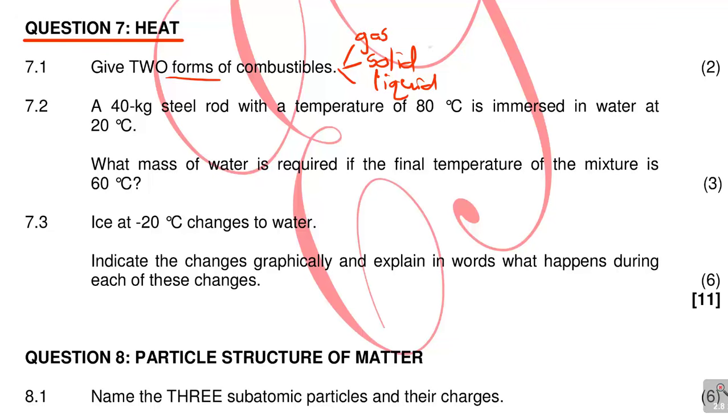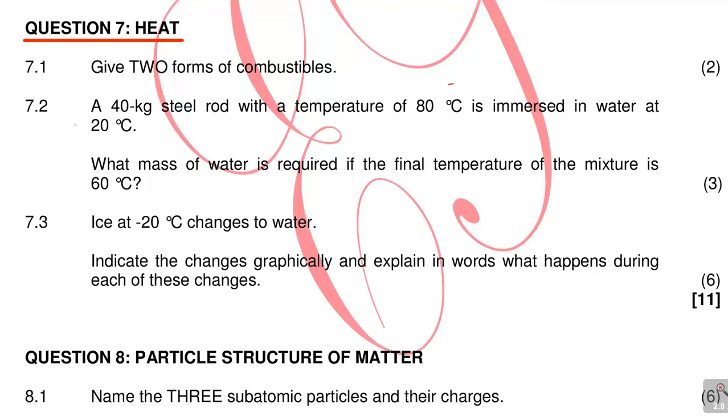So now the previous one was saying even give examples of that. So that is that part. Now the next part says a 40 kilogram steel rod with a temperature of 80 degrees is immersed in water at 20 degrees. What mass of water is required if the final temperature of the mixture is 60 degrees? And then you get 3 marks. Now let's say I have got a page that I want to use here, just to show you sometimes how you can approach these calculations. So how do you analyze a statement like that?